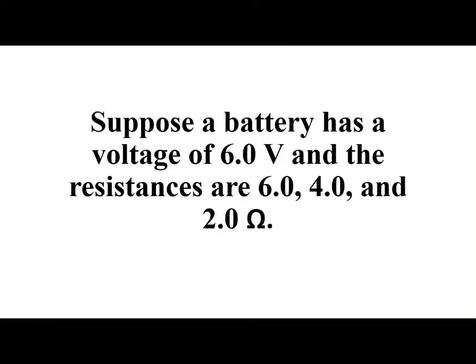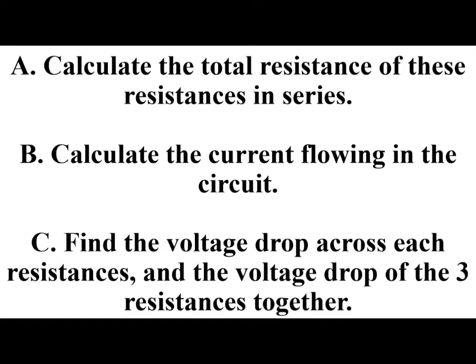For example, suppose the battery has a voltage of 6.0 volts and the resistances are 6.0, 4.0, and 2.0 ohms. Letter A. Calculate the total resistance of these resistances in series. Letter B. Calculate the current flowing in the circuit. Letter C. Find the voltage drop across each resistance and the total voltage drop of the three resistances together.